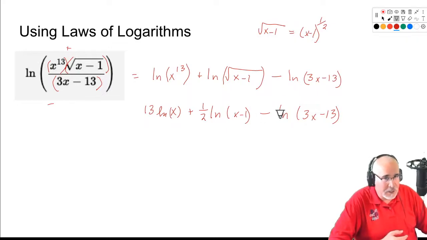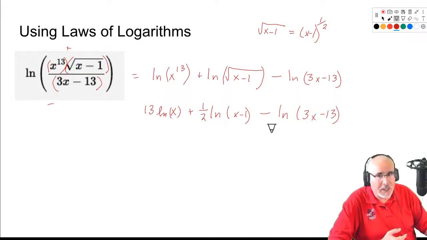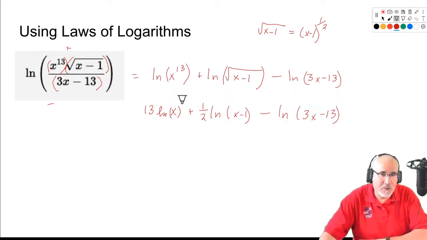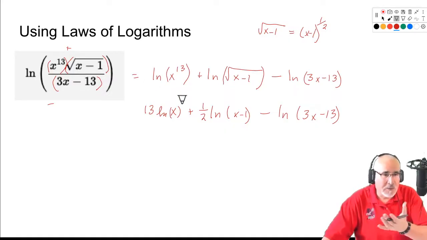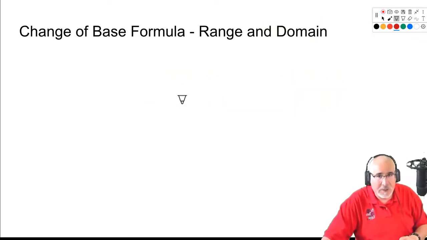Sometimes you're given a statement like this, which is 3 logarithms, and asked to make it into a single logarithm, and basically you would just take the steps backwards. Those are the things you'll be practicing, but it all involves just those 3 properties of logarithms.